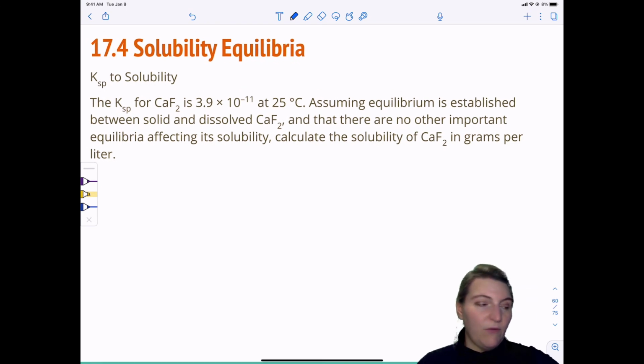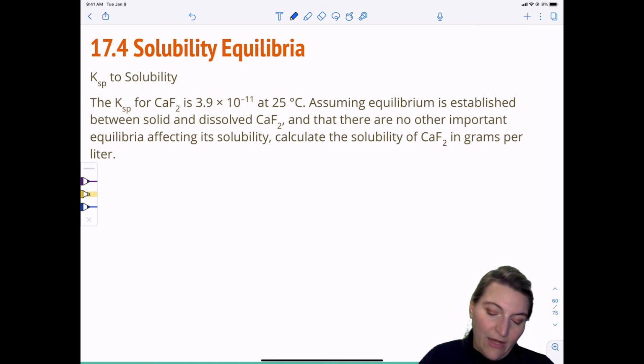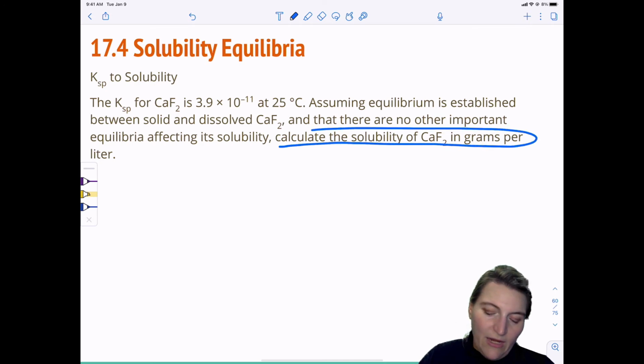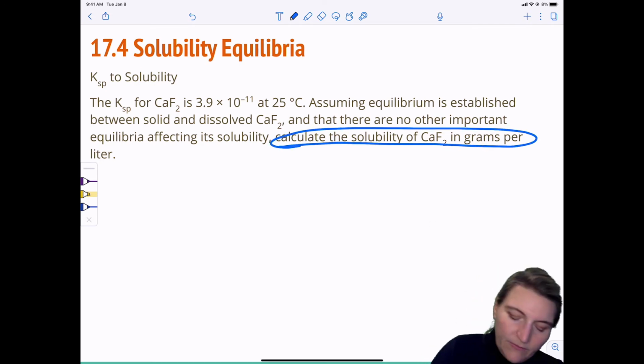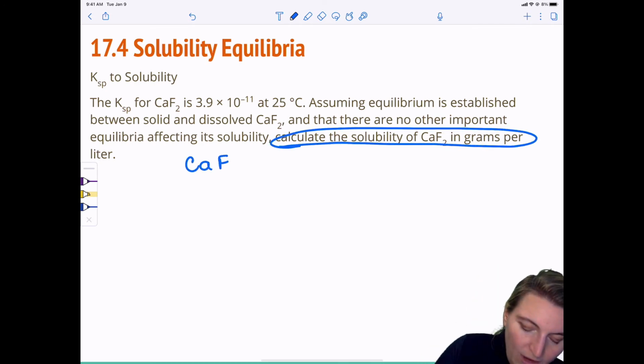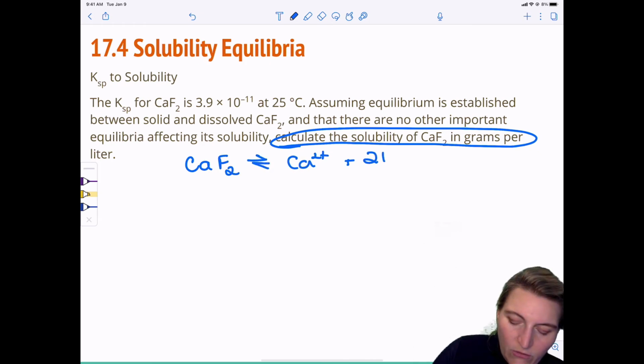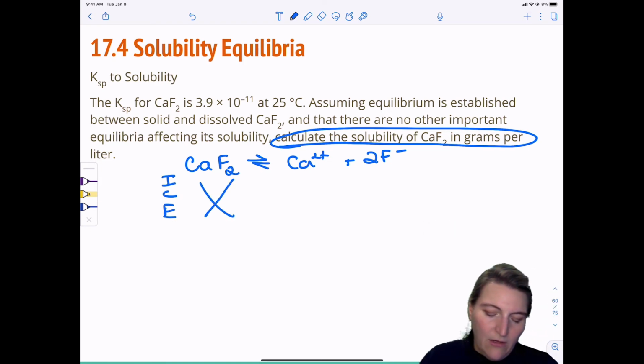And then the other type of problem is just literally going backwards, going the other way, Ksp to solubility. So here's the Ksp for calcium fluoride, and it's asking us to calculate the solubility in grams per liter. Again, I always start with writing a balanced chemical equation, and then looking at, would an ICE chart help me out here? And usually it does.